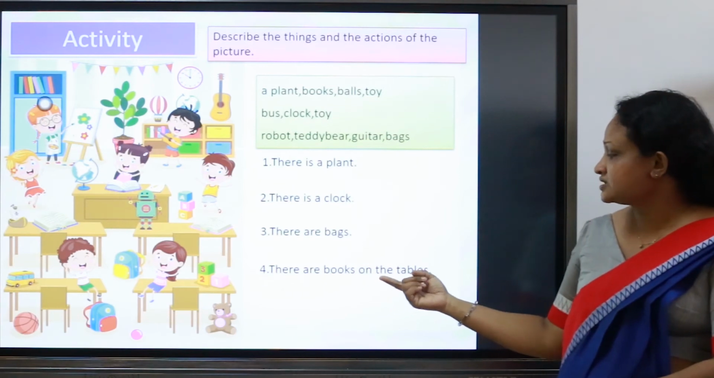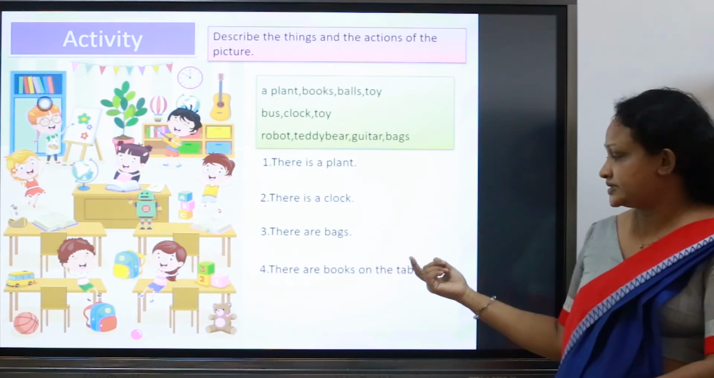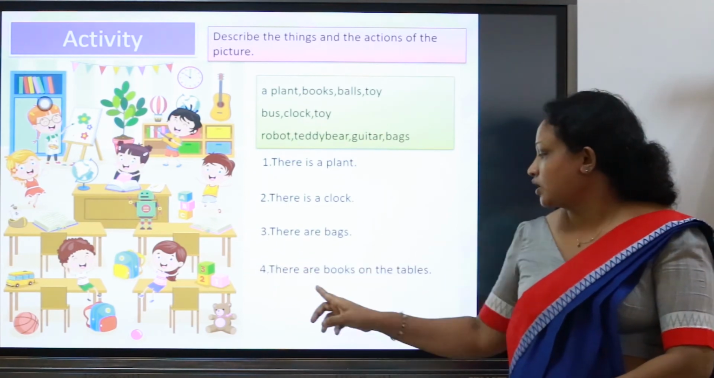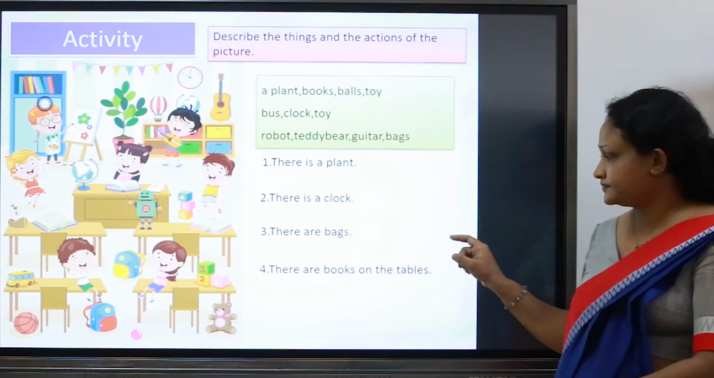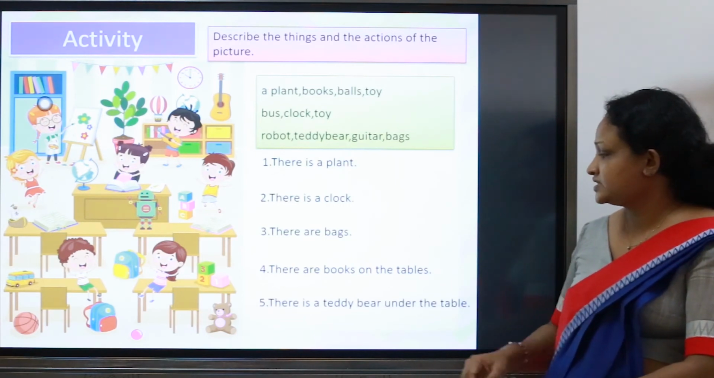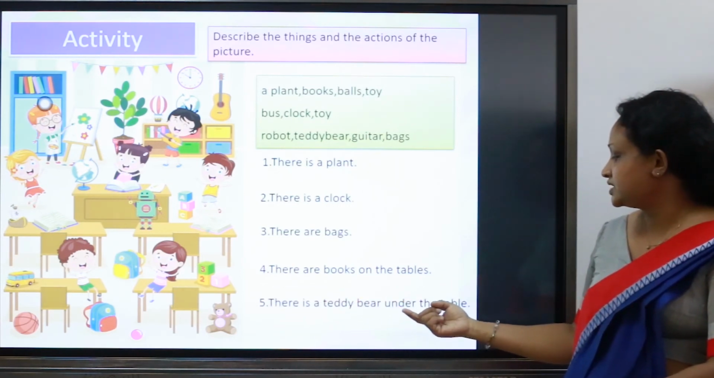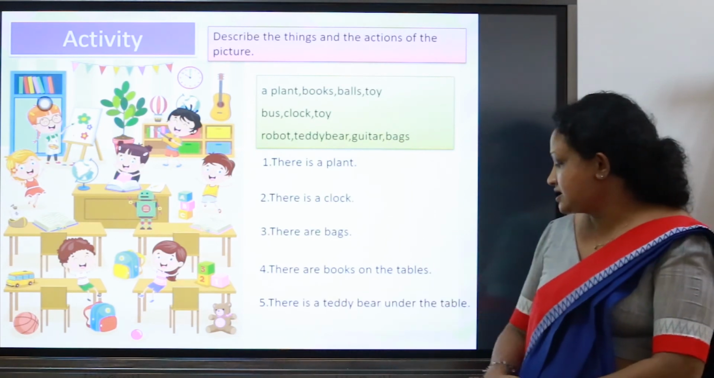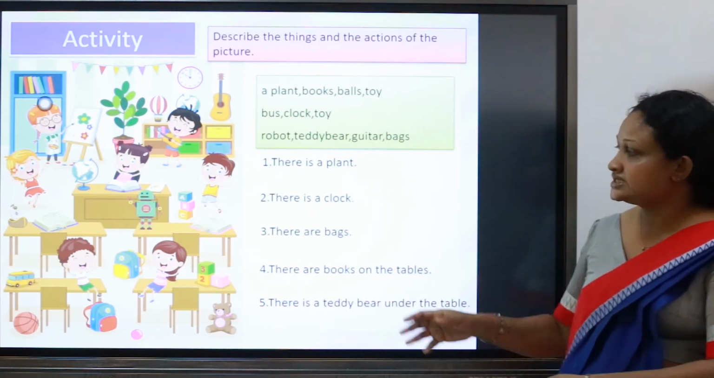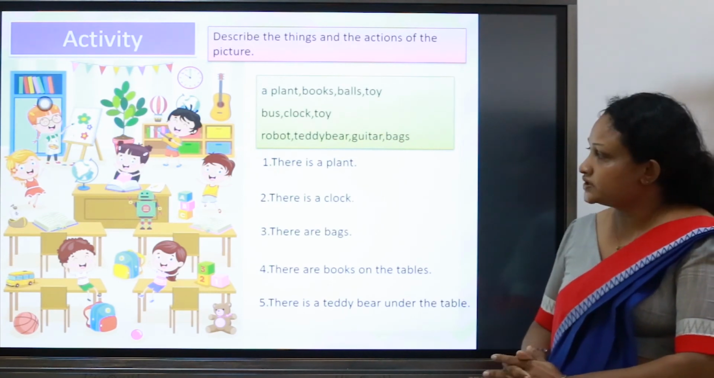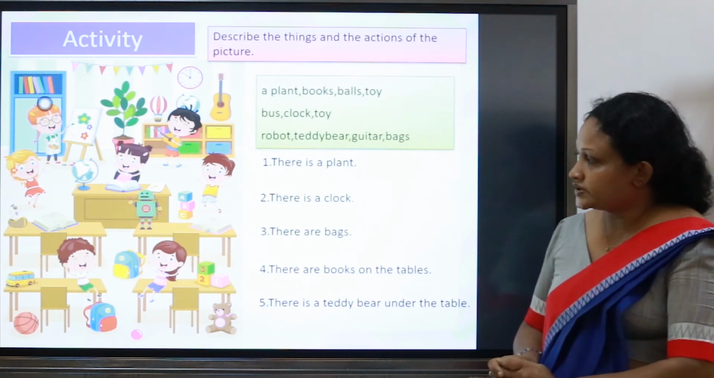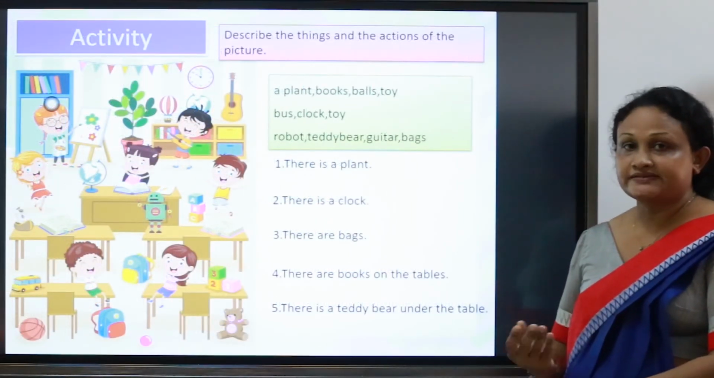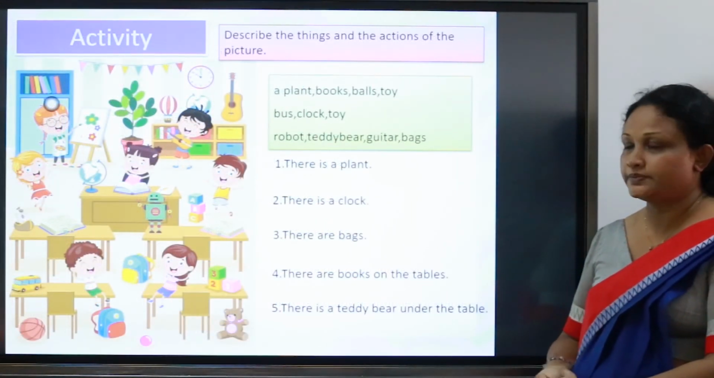There are books on the tables. Using prepositions, we can write a sentence. There are books on the tables. There is a teddy bear under the table. Okay, these are the things you can write about this picture. You can write more sentences. And now let's move to describe the actions of the picture.